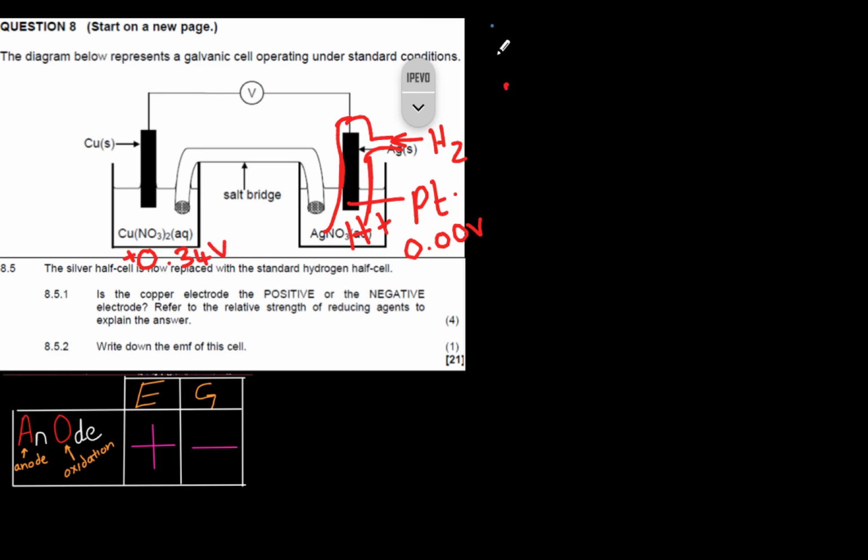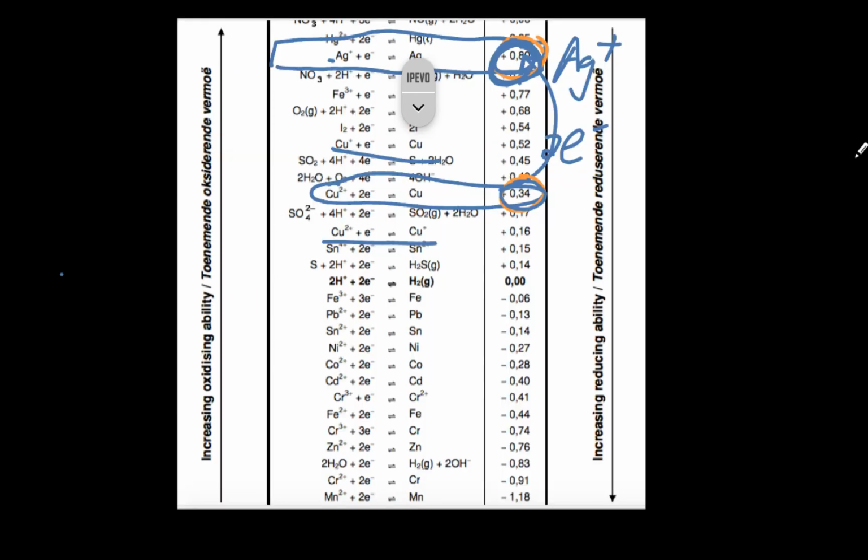The first question is asking: is the copper electrode the positive or the negative electrode? Refer to the relative strength of the reducing agents to explain the answer. Again, we can go to the table of reduction potentials. Remember, now we are comparing the copper half cell with the hydrogen half cell.